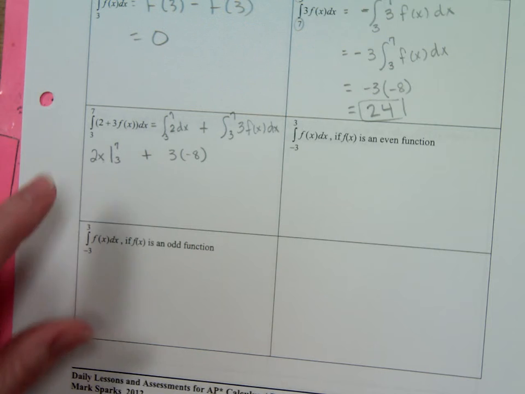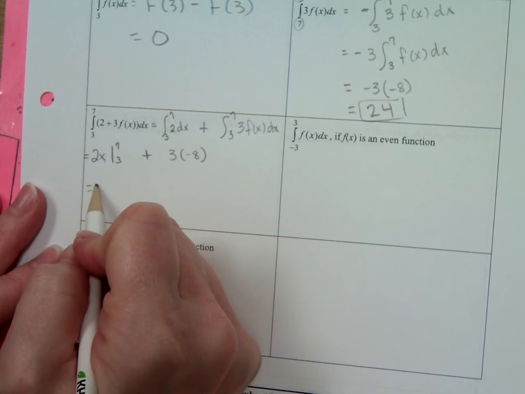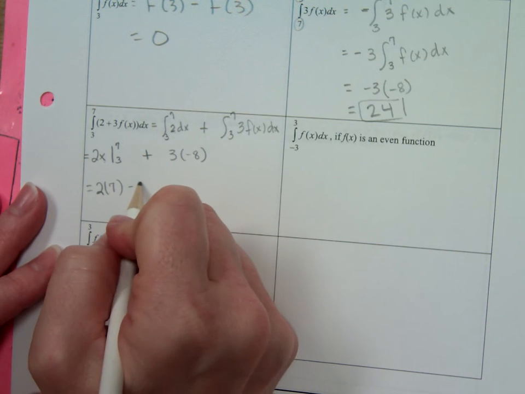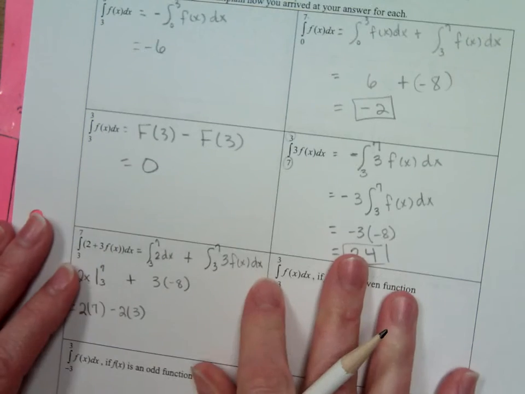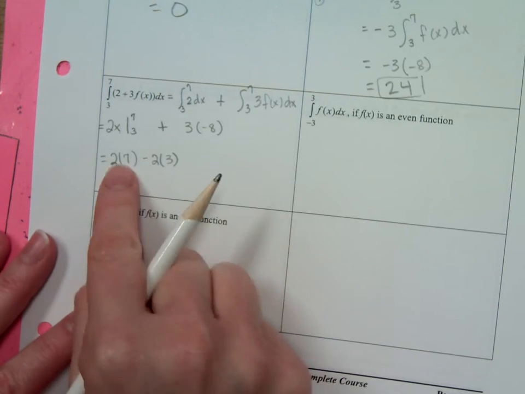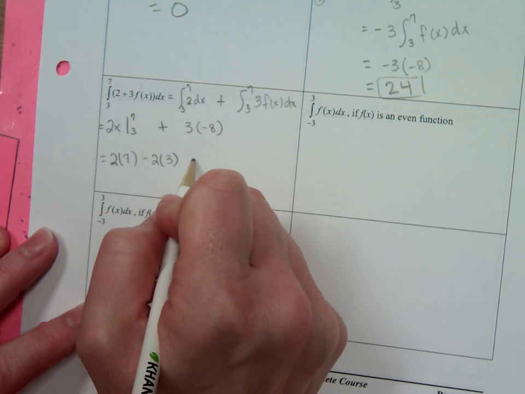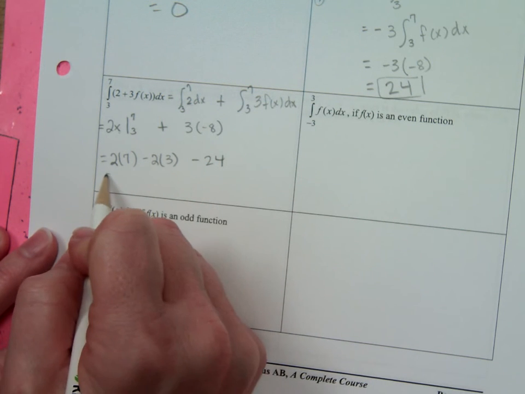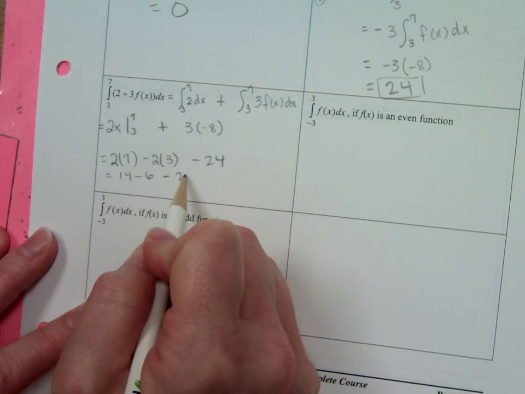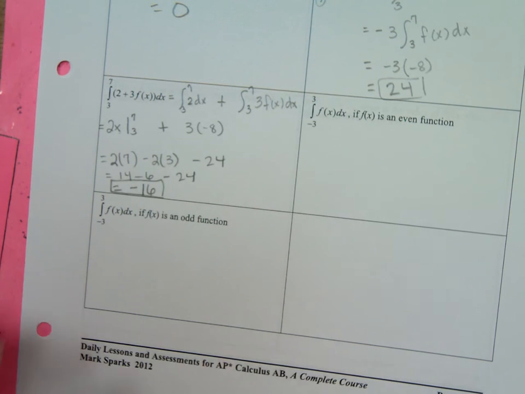Now this one I have to do. Do you remember what you have to do to this side? 2 times 7 minus 2 times 3. This is your f of b minus f of a that we just did up there. Okay, so that's going on right there. And then, do you want to go ahead and multiply that out? What is that, negative 24? Alright, so I've got 14 minus 6 minus 24, which is a negative 16. That's my answer.